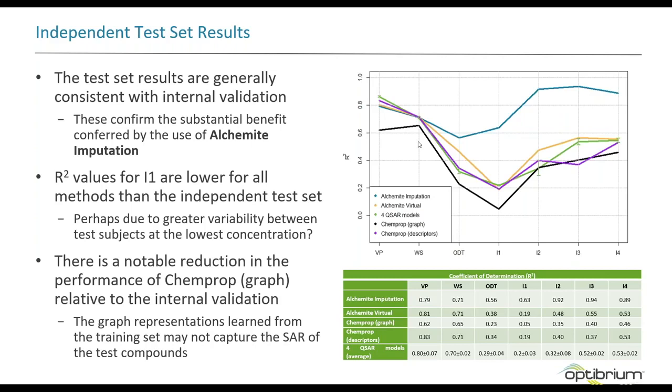We also observe that across the different sensory properties, the virtual models again outperform the QSAR methods, because it makes the most out of the inter-property correlations, even though it's not getting any experimental data as input, which shows again the benefit of the Alchemite method over other QSAR methods.